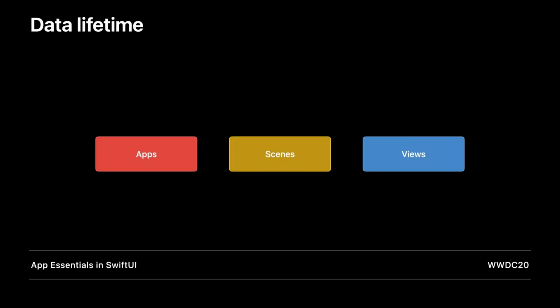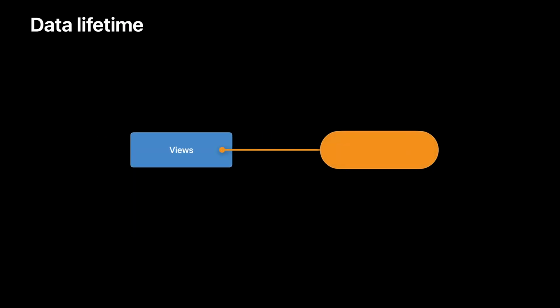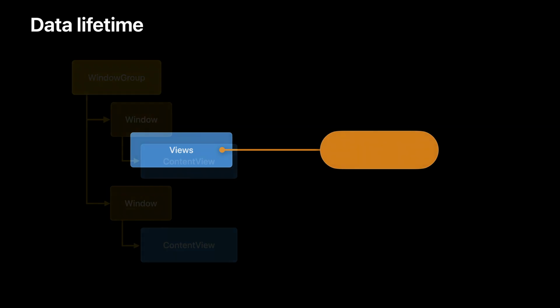Now let's talk about data lifetime. We'll cover tying data lifetimes to views, scenes, and apps. For more on SwiftUI scenes and apps, please refer to the App Essentials in SwiftUI session. First, let's start with views. As we've shown you throughout this talk, views are a great tool to tie your data lifetime to. And all of the property wrappers we've discussed today work with views. You can make use of the State and StateObject property wrappers to tie data lifetime to view lifetime.